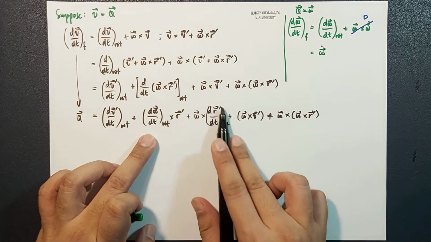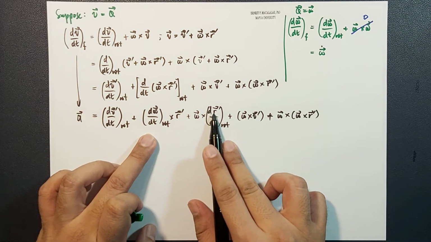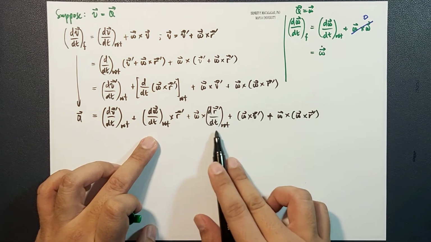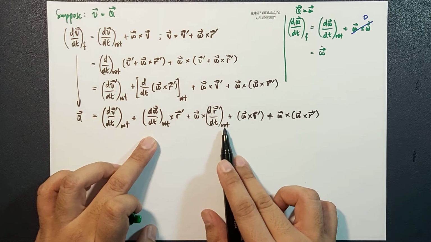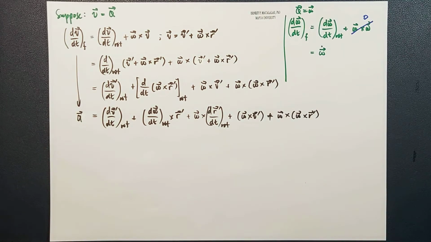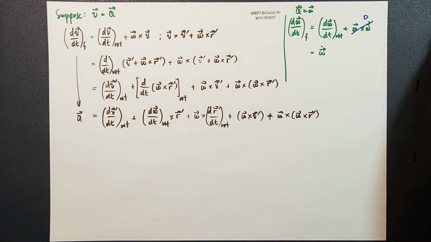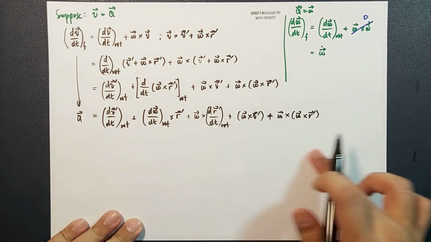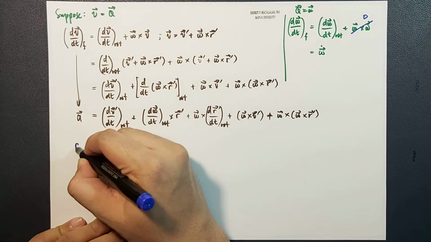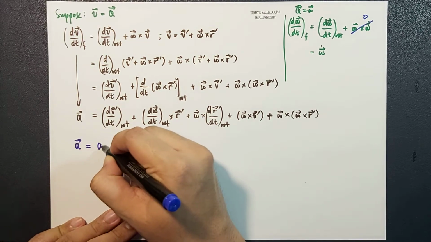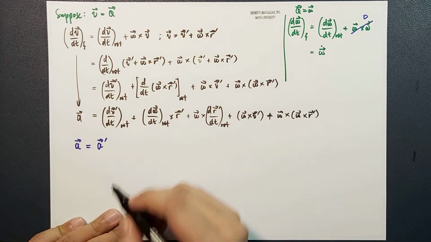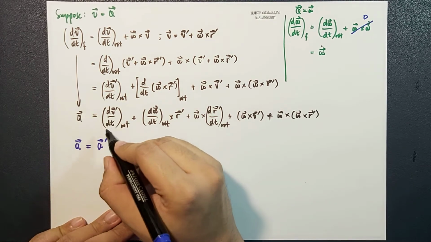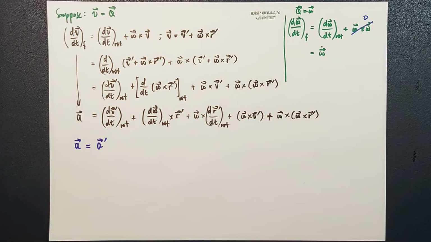Okay, this term is the derivative of position with respect to time in the rotating frame. So this is the velocity of your particle in the rotating frame. So from here we can rewrite this, or summarize this, as follows. So this is A equals A prime. This is A prime, the acceleration of your particle with respect to the moving frame.